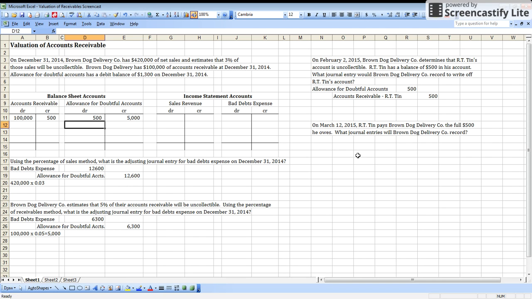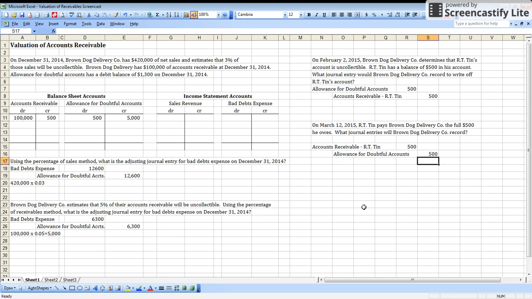Then on March 12th, RT Tin does pay Brown Dog Delivery Company the full $500 he owes. What journal entries will Brown Dog Delivery record then? In this case, Brown Dog Delivery is actually going to make two journal entries to record that payment. First, we are going to debit accounts receivable and credit allowance for doubtful accounts. We're going to do that for the $500 that was paid.